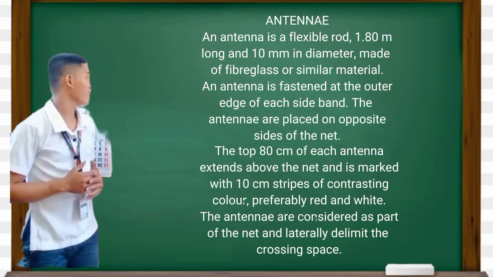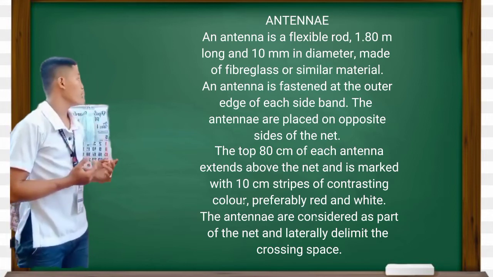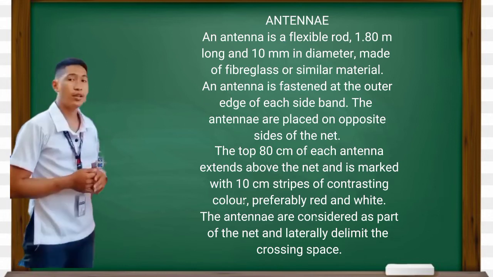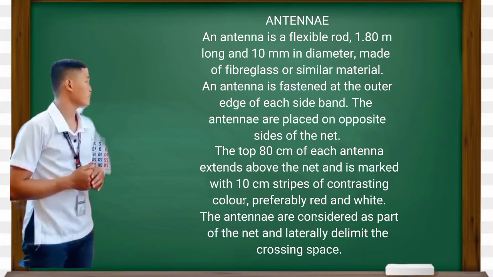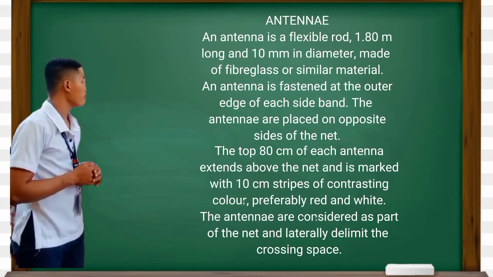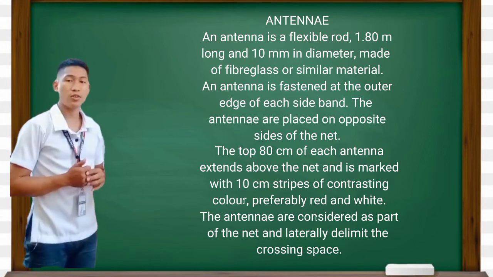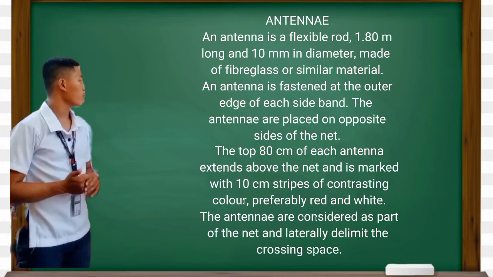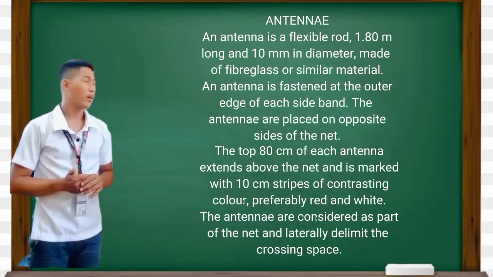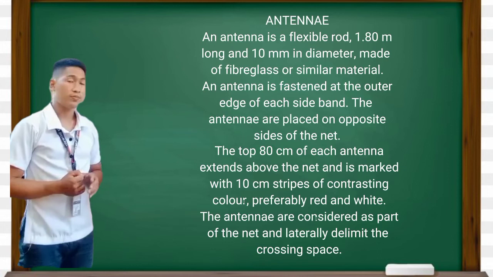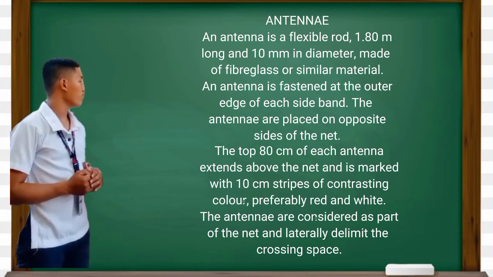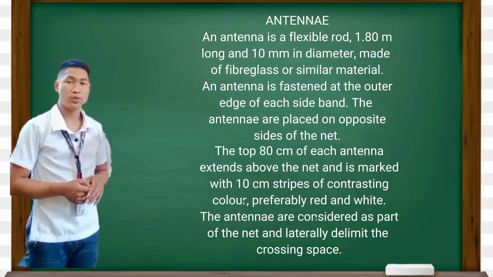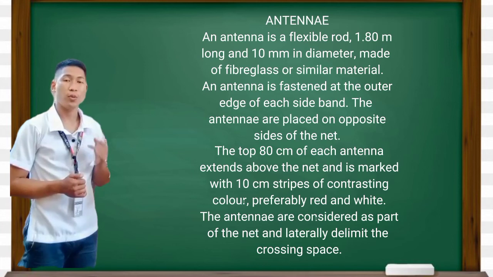Next is the antenna. An antenna is a flexible rod 1.80 m long and 10 mm in diameter, made of fiberglass or similar material. An antenna is fastened at the outer edge of each side band. The antennas are placed on opposite sides of the net. The top 80 cm of each antenna extends above the net and is marked with 10 cm stripes of contrasting color, preferably red and white. The antennas are considered part of the net and laterally delimit the crossing space. So, the antenna must be red and white.